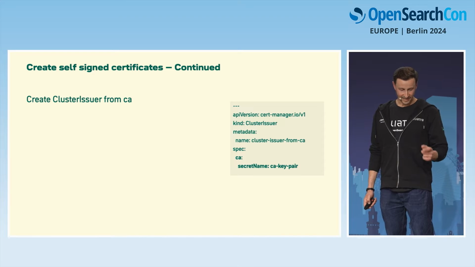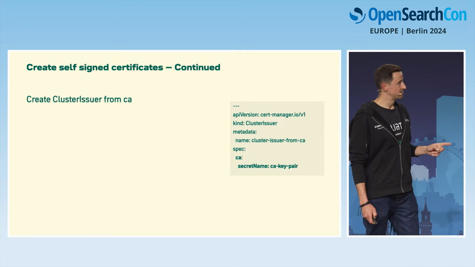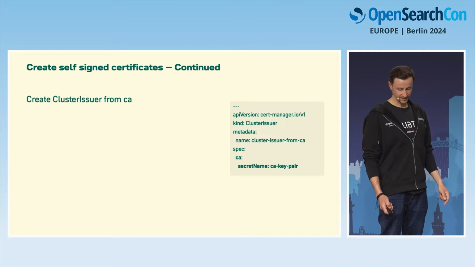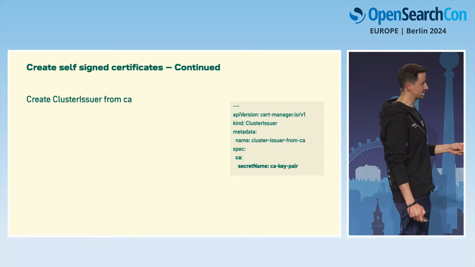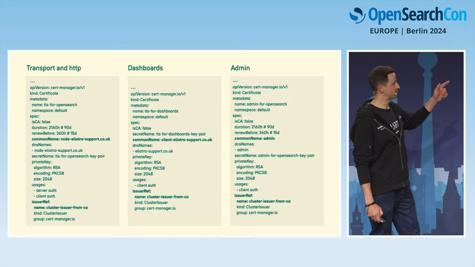To do that, again, like I said, it's a two-step process every time. We have the ClusterIssuer. The only difference this time is we specify the CA that we have already created, and that's the secret called CA key pair. Of course, the second step then is to create the individual certificates. We're going to have the transport and HTTP. We're going to have Dashboards and admin. I highlighted the important parts.